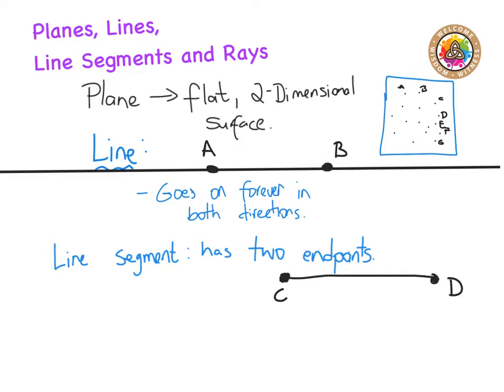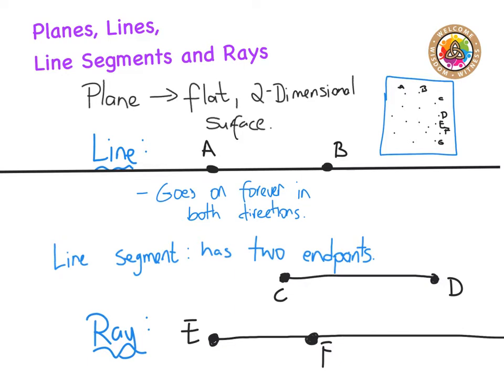Lastly, we're going to look at a ray. A ray has 1 endpoint and 1 part that goes on forever. So this could be the point E here, and I could have the point F here. A ray might begin at E and go on forever from F, or it could go the other way around. Depending on where it begins, if it begins at E, we would write it like this, with a square bracket beside the E and an F to show that it goes on forever.